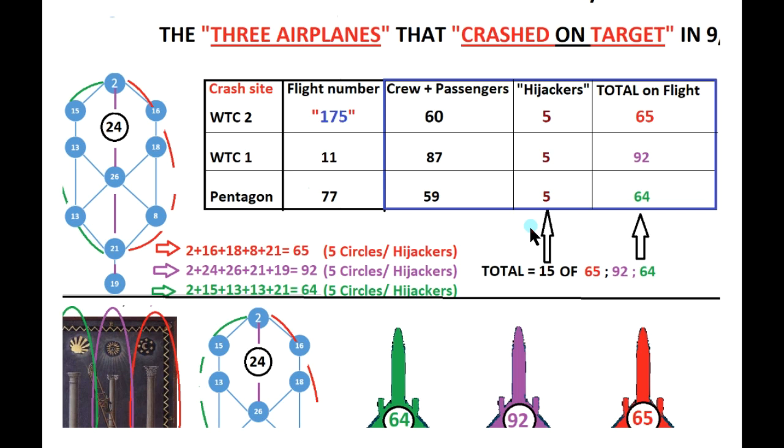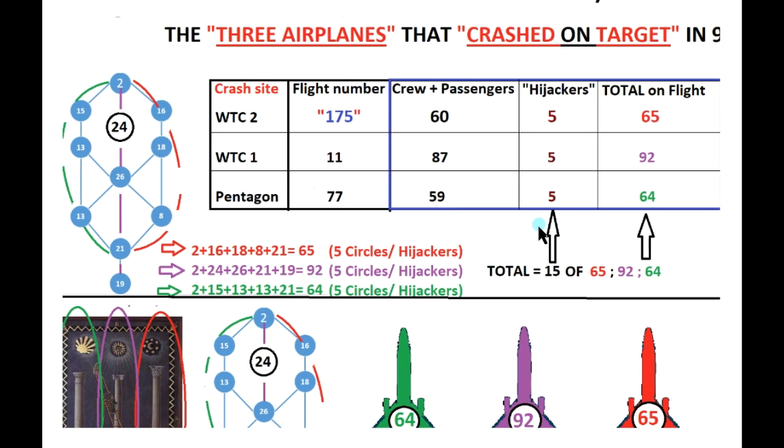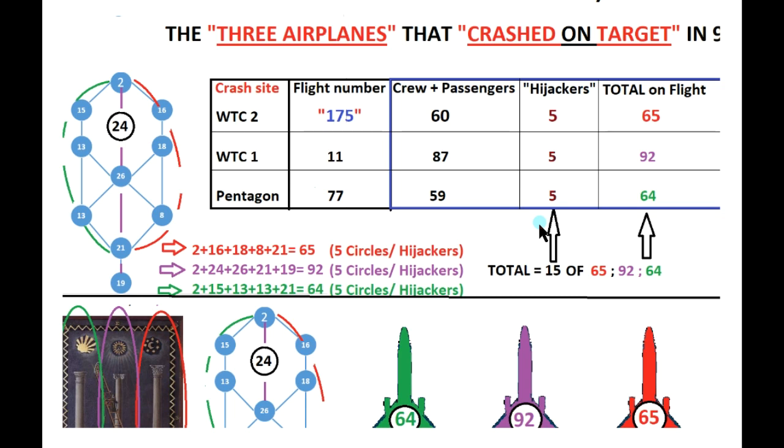Now let's move to the third column, the green one. How much do we have? 2, 15, 13, 13, 21. It equates to 64. That's the same number of passengers there were on the third airplane that hit the Pentagon. Is that a coincidence? It's not. You have 5 hijackers in each airplane, and in the Tree of Life each column has 5 circles, and each airplane had a total number of passengers that equates to one of these pillars.